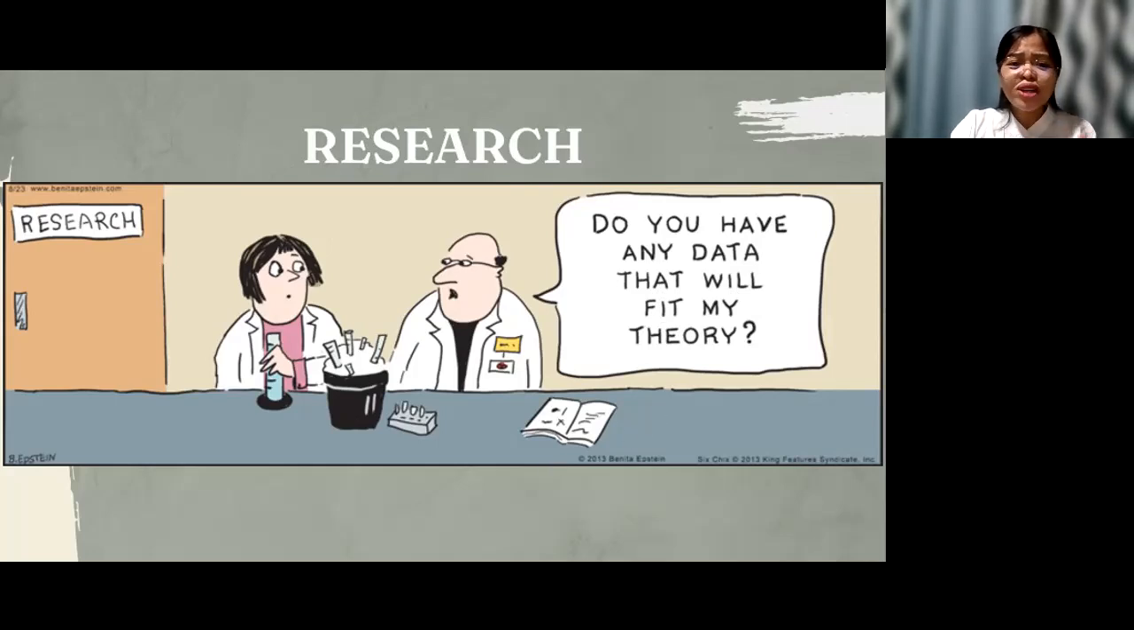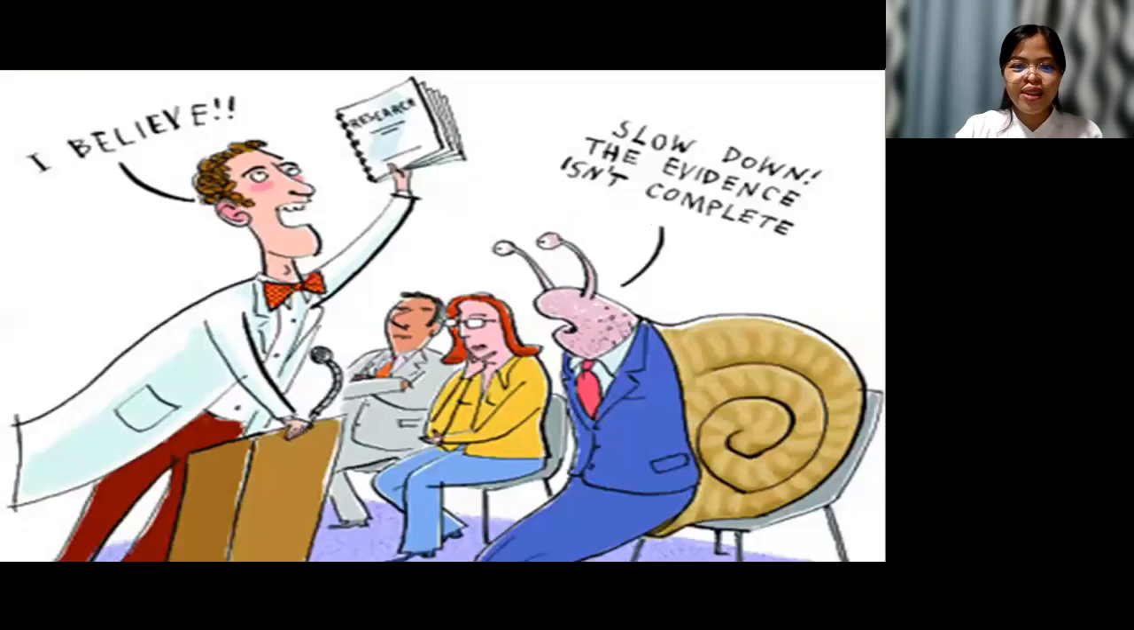Of course, a disclaimer, in research, they also have different ways on how to validate and make their results reliable. They can use triangulation or SPSS or different applications or statistical tools that will make their data more reliable or factual or acceptable like that. Another picture. So we have here a researcher saying, I believe. And then Mr. Snail said, slow down, the evidence isn't complete.